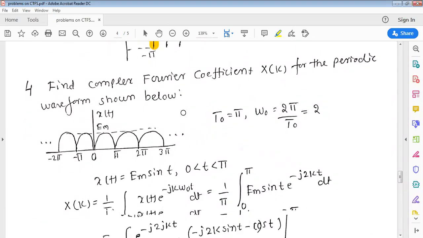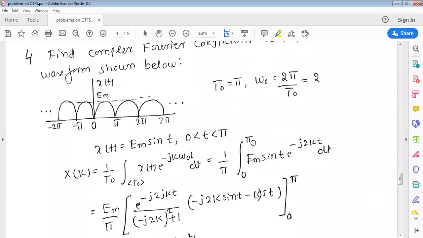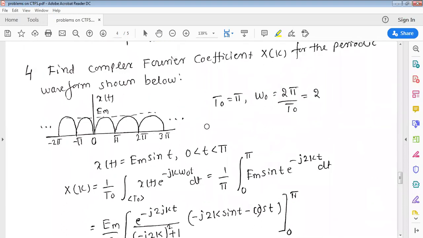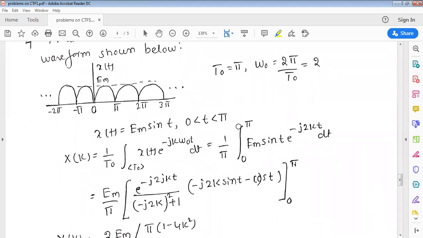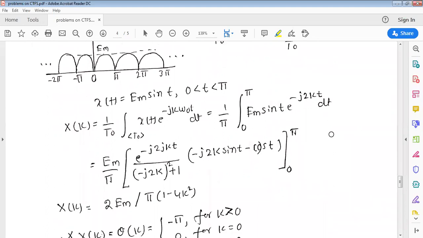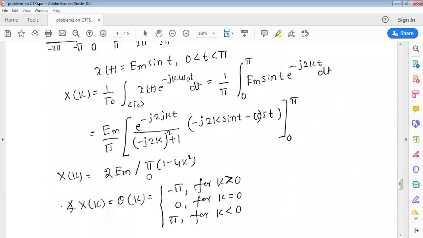Similar problem, I'll just take up only 2-3 minutes. So once again, it is T naught equal to pi, omega naught is 2. This is again Em sine of t. So between 0 to pi, 1 by pi, integral from 0 to pi of Em sine of t e power minus j 2 pi kt. This is integrated by using the same formula which I have given you in the previous section. So what happens? X of k is equal to 2 Em by pi into 1 minus k square after integration.